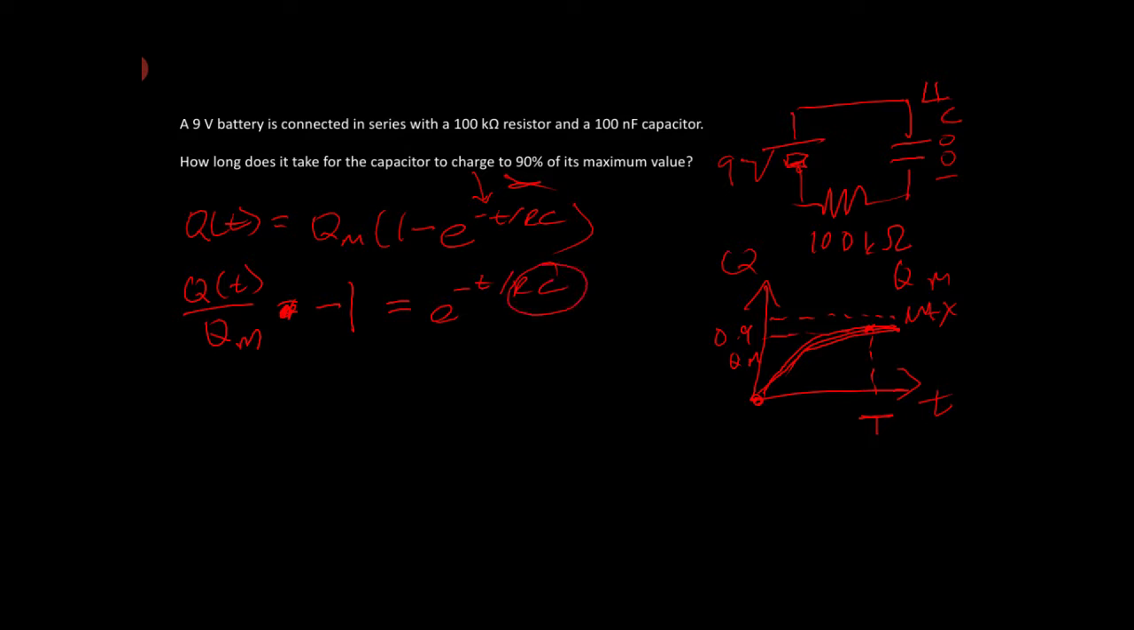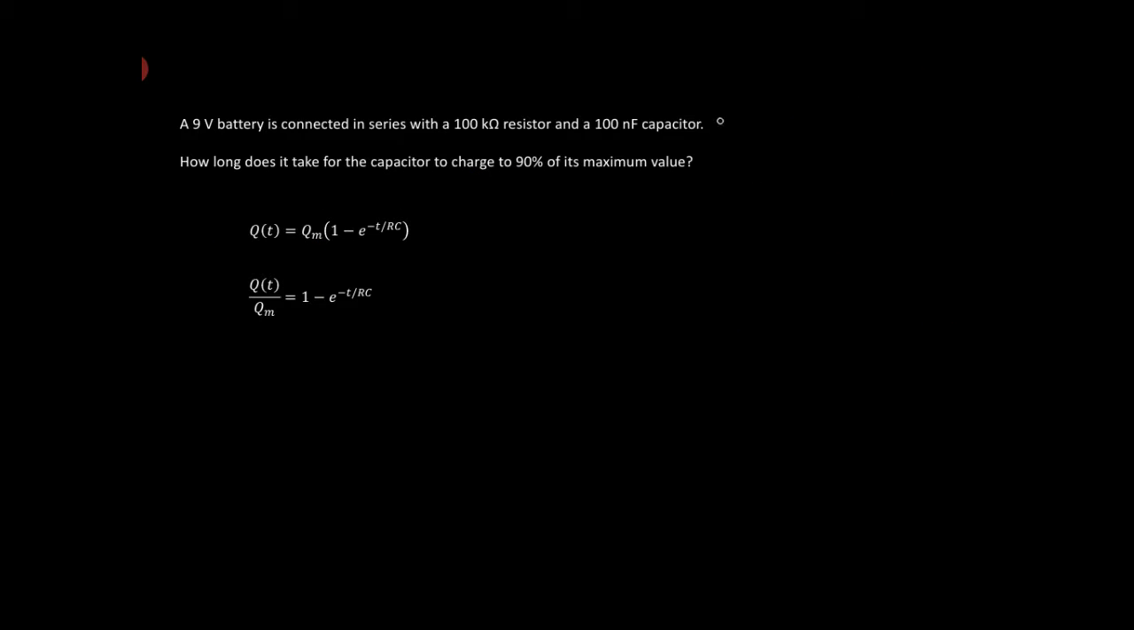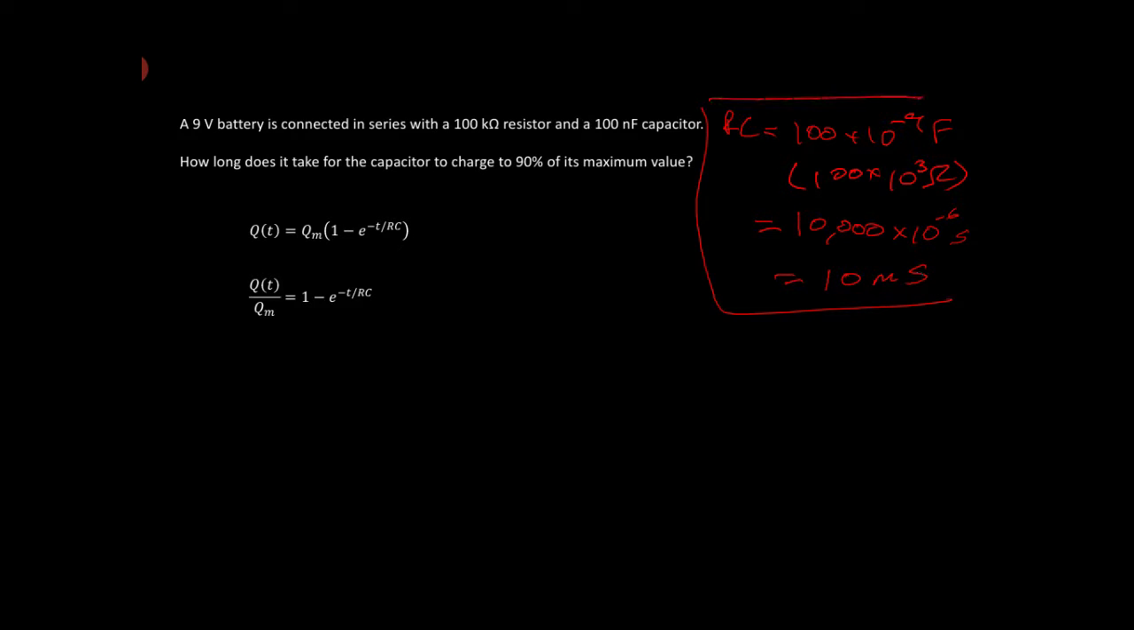So first, let's just find RC. We couldn't really do that previously because of some issues with something else. We could have done T over R, but that doesn't feel so good. So let's just find RC. RC was 100 times 10 to the minus 9 farads times 100 times 10 to the third ohms. So that's going to be 10,000 times 10 to the minus 6 seconds. Is that right? So that's going to be 10 milliseconds. Okay, so that is our time constant.